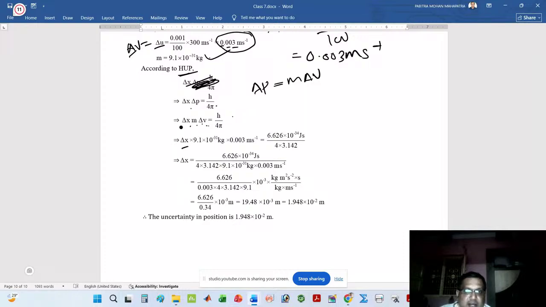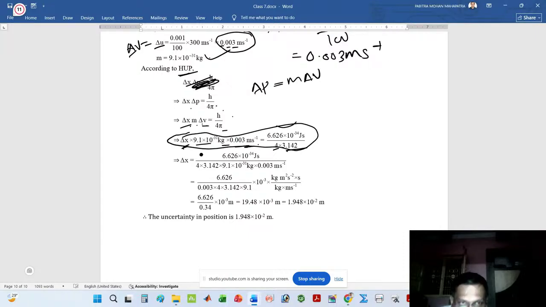Here I can write del x. What is the value of m? m is 9.1 into 10 to the minus 31 kg. What is the value of del v? That is 0.003 meter per second. Next, h value is 6.626 into 10 to the minus 34 joule second. Next, here I can write 4 pi, which means 3.142. This is the equation.